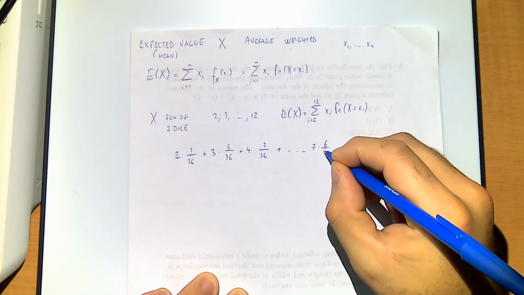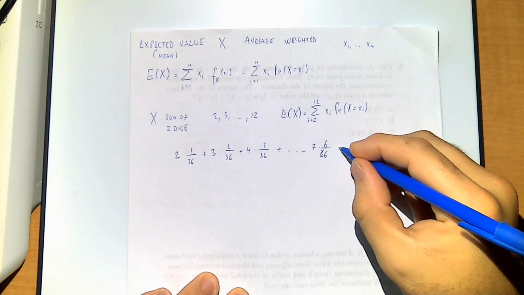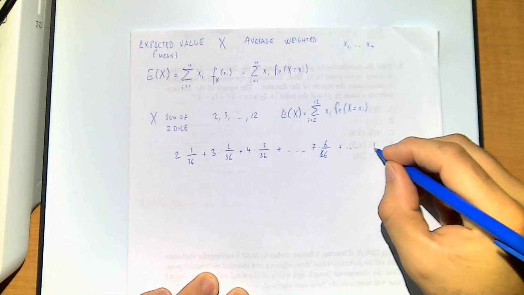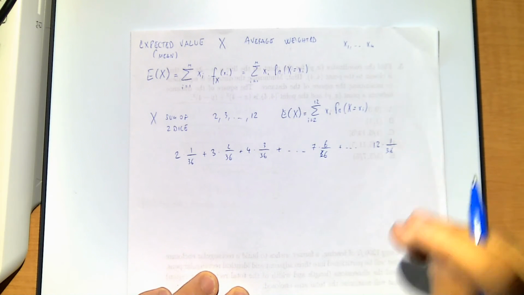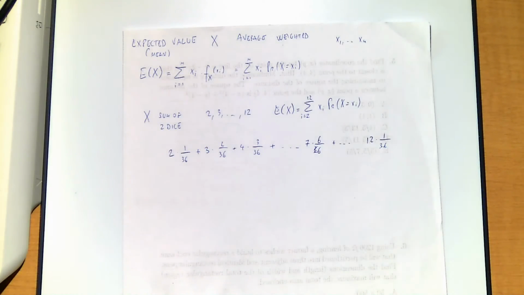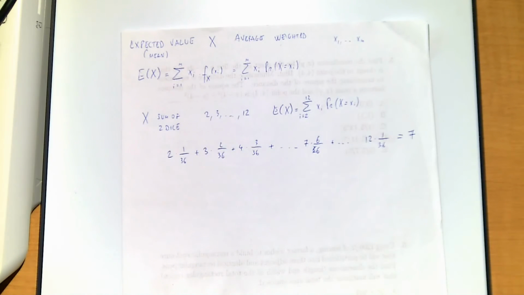There are exactly 6 over 36 ways. You can have 1 and 6, 2 and 5, 3 and 4, and then the other way around. And then it decreases all the way back. Of course, you can only have 12 if you have a 6 and a 6, so that's 1 over 36 again. So it's kind of a curved thing. And when you sum all this, you actually get exactly 7.